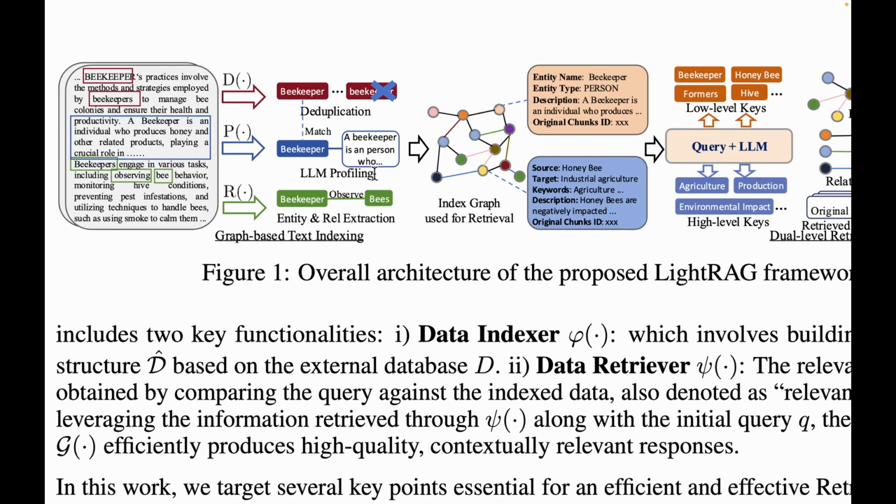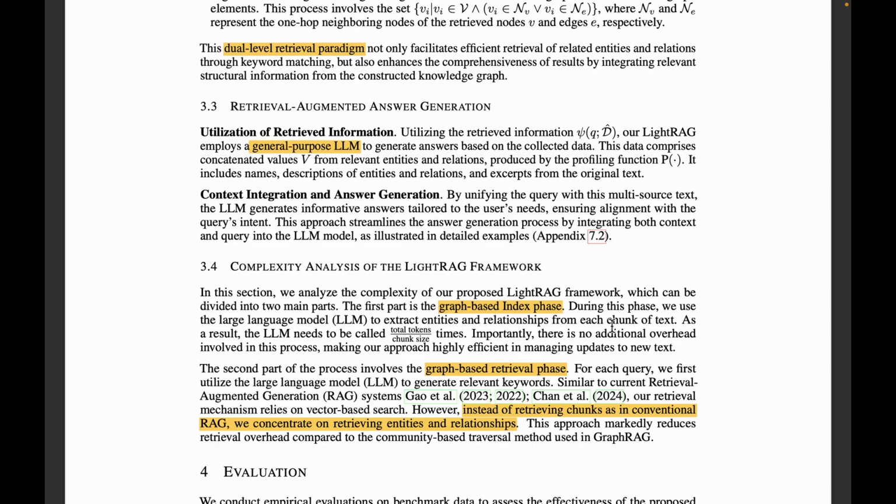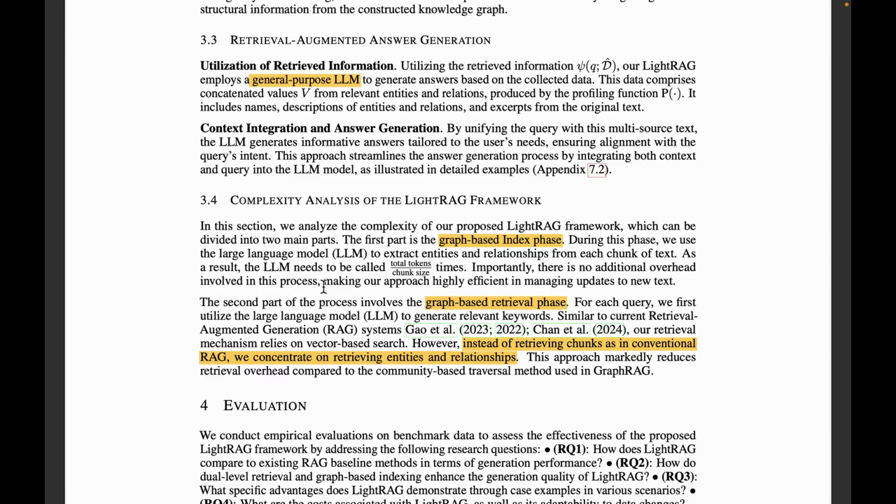Now you may be wondering what's the implication of employing an LLM here, because we are also going to be using an LLM during the indexing phase. But they are saying that this is going to be a trivial operation, as we're going to be using the LLM to extract entities and relationships for each chunk. The LLM only needs to be called total tokens divided by the chunk size times. So this is going to be a trivial invocation operation. For example, if you have 1,000 tokens and a chunk size of 100, then the LLM is going to be called only 10 times. So there is no additional overhead involved in this process. So they're defending against employing an LLM in the indexing phase.